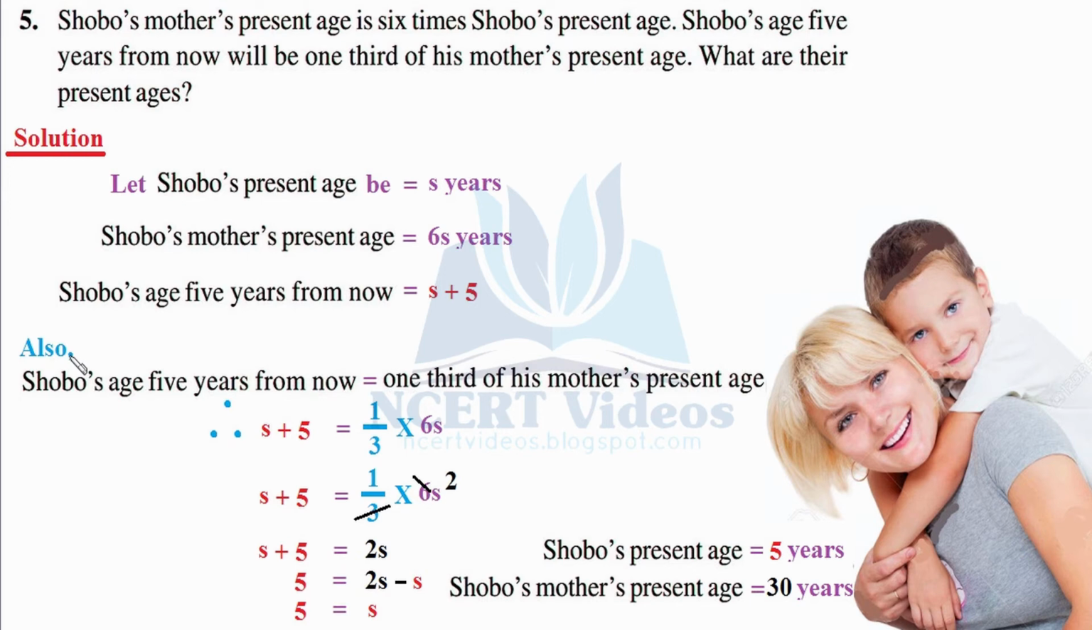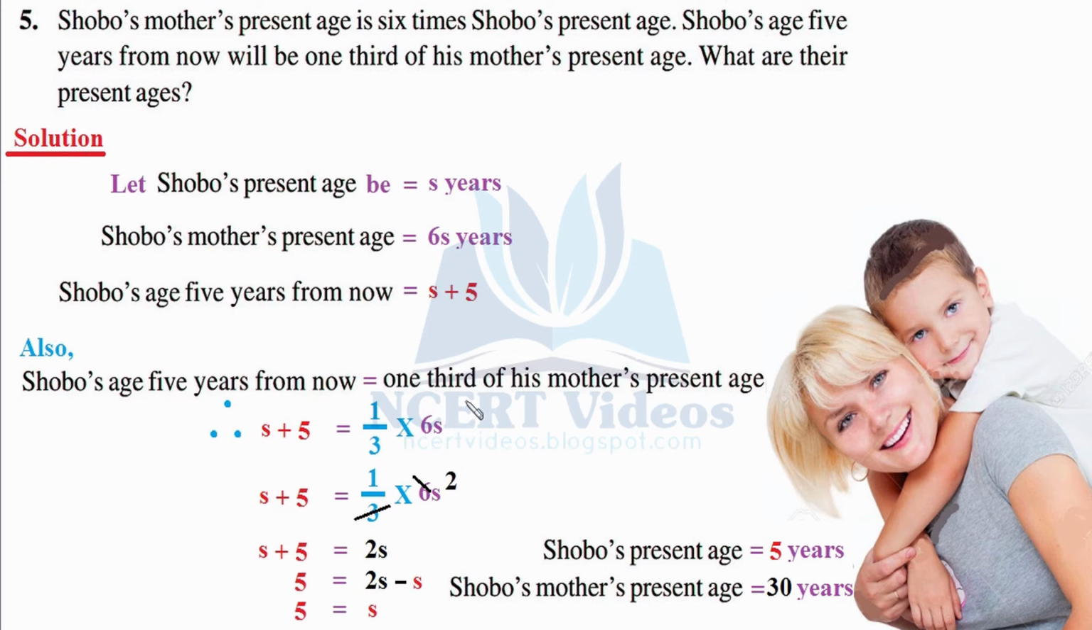So we wrote the same in semi-mathematical form. Shobo's age 5 years from now will be equal to 1/3 of his mother's present age. This will be represented by the equal sign. Again, we can write this English statement into mathematical terms like this. Therefore, this is the symbolic form of therefore. Hence, we wrote therefore S plus 5, that is Shobo's age 5 years from now, which we got from here. We wrote S plus 5. This equals 1/3, which simply means 1/3 of his means multiplication. Mother's present age is 6S years. That is mother's present age. We got an equation. Now we shall solve it.